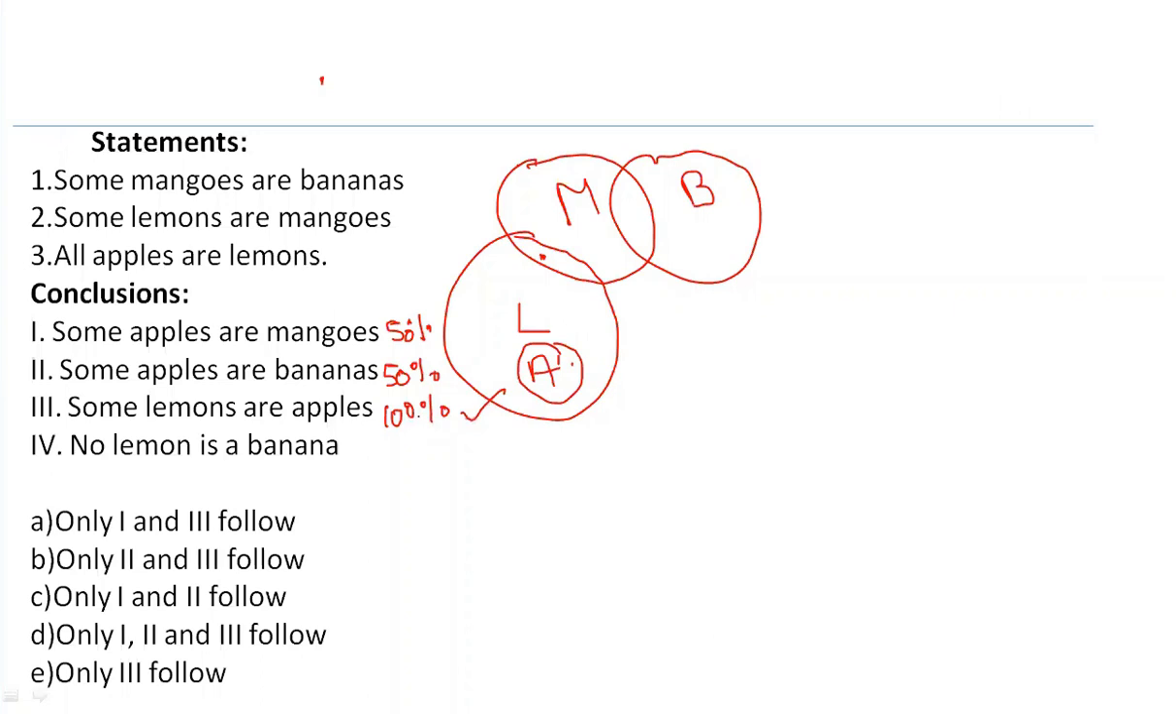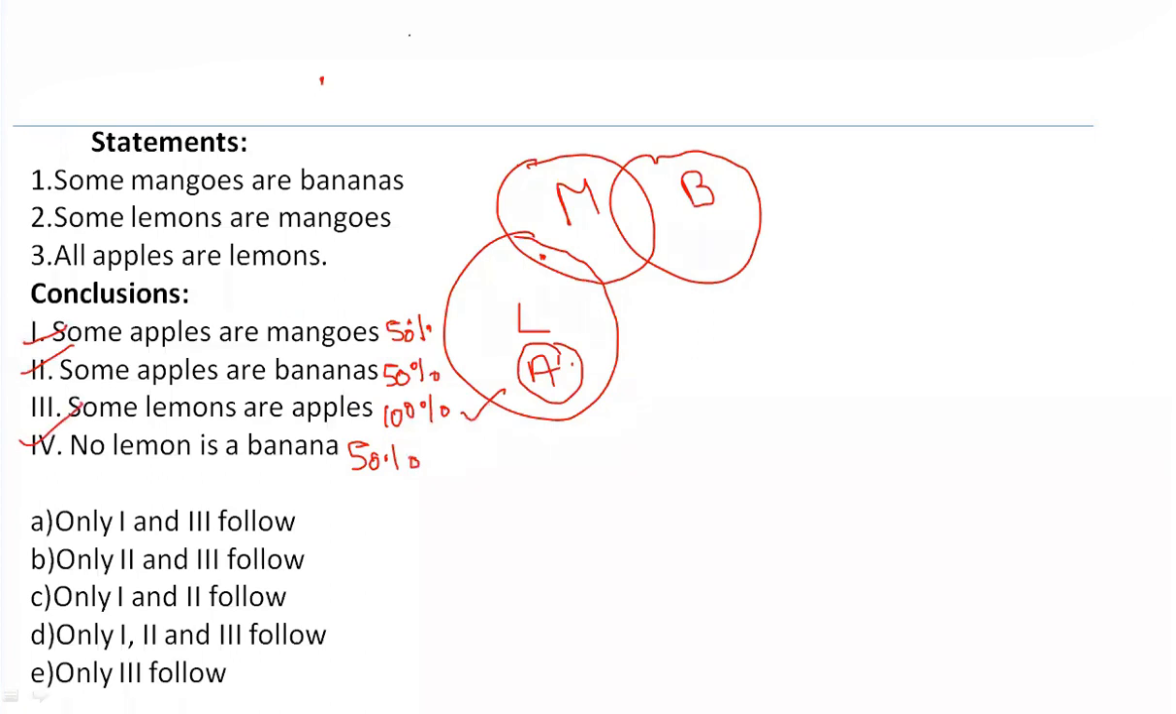Okay, next. No lemon is a banana. No lemon is a banana means they are saying that there is no relation between lemon and banana. But if you take the intersection part of mango and banana, you can expect a relation between lemon and banana also. So no lemon is a banana means they may have relation, may not have relation. Why are you saying it is 50%, guys? Because you can't deduce that conclusion directly from the options.